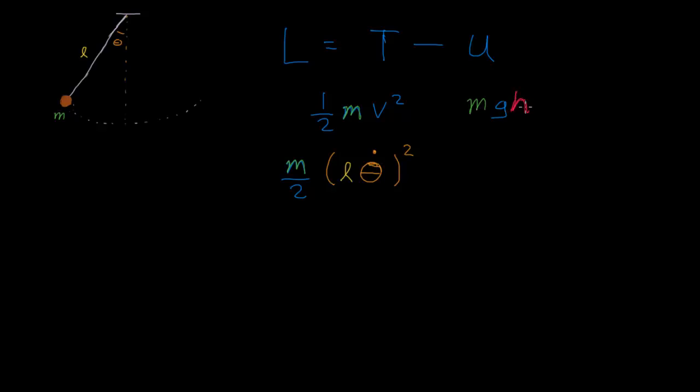So how do we write h in terms of theta? If the pendulum has swung out to a certain angle, maybe this angle that's drawn here, the height is this. One way to think of the height is this distance here. If we're calling our zero point of height, or our zero point of potential energy, at the bottom of the arc, the height at any angle will be this distance here. So what is this distance in terms of theta?